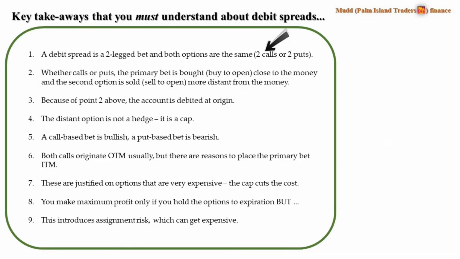Okay, here are some key takeaways that you must understand. And here we're talking exclusively about debit spreads. 1, a debit spread is a two-legged bet and both options are the same. That is to say, you're talking about calls or puts. 2, whether calls or puts, the primary bet is bought, buy to open, close to the money, and the second option is sold, sell to open, more distant from the money. 3, because of point 2 above, the account is debited at origin.